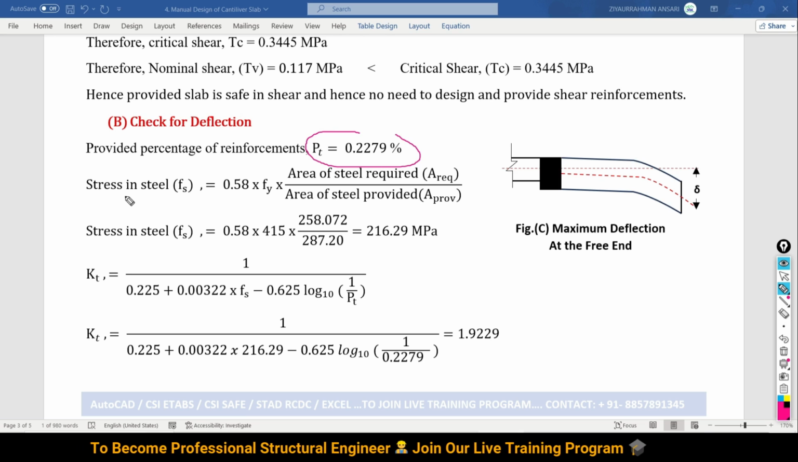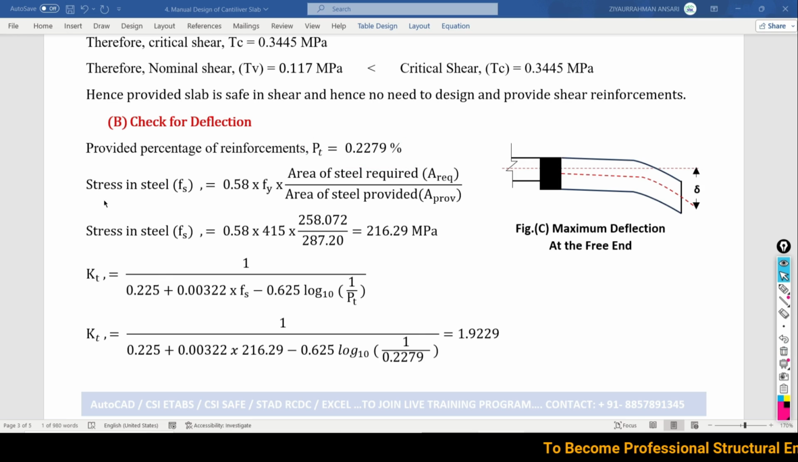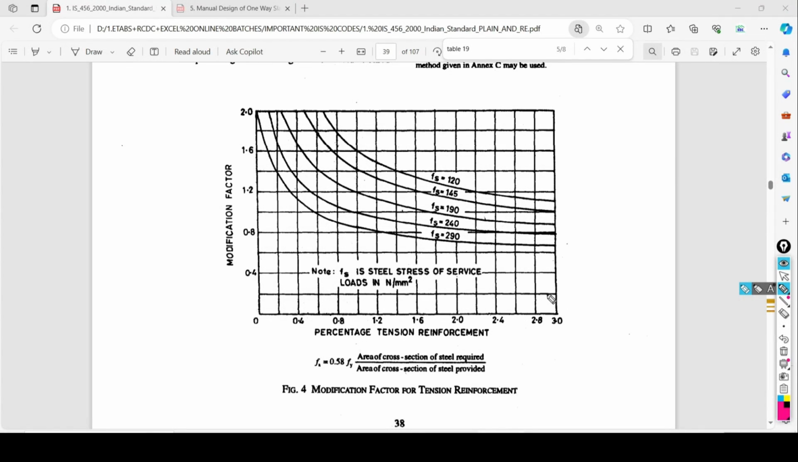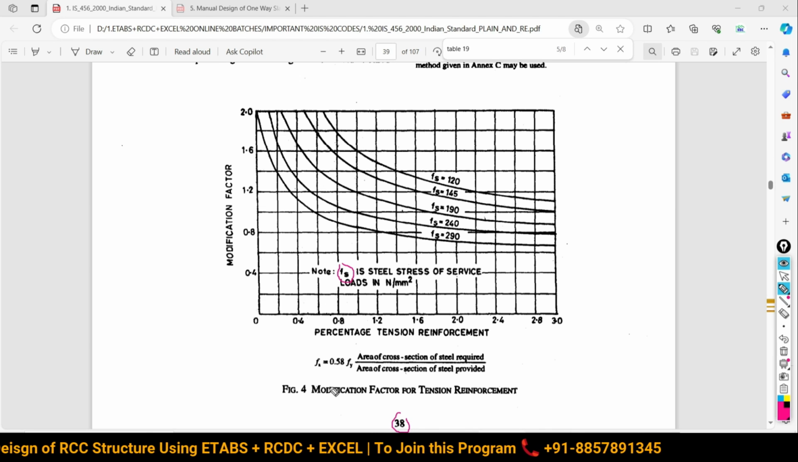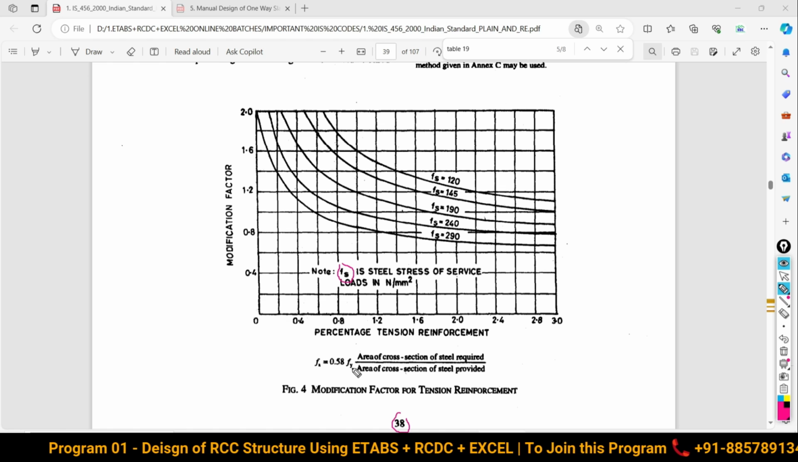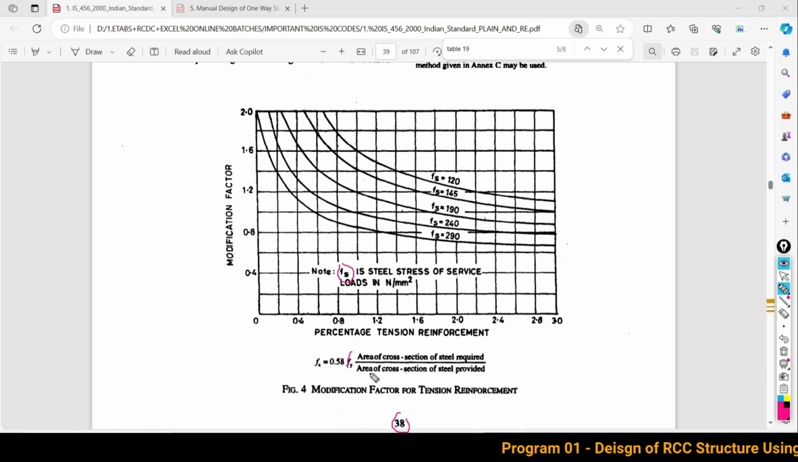Now as per the code IS 456-2000, the formula is given for the stress in steel. Let me show you in your code. In IS 456-2000 page number 38, this chart and graph is given for calculating the stress in your reinforcement, in your steel. That is the formula: 0.58 Fy, the yield strength, multiplied by the area of reinforcement required divided by the area of reinforcement provided.